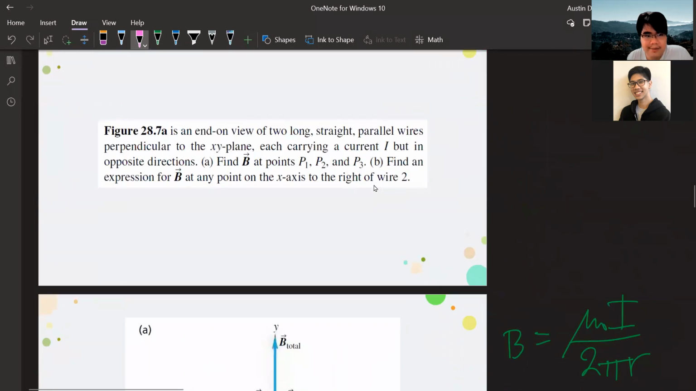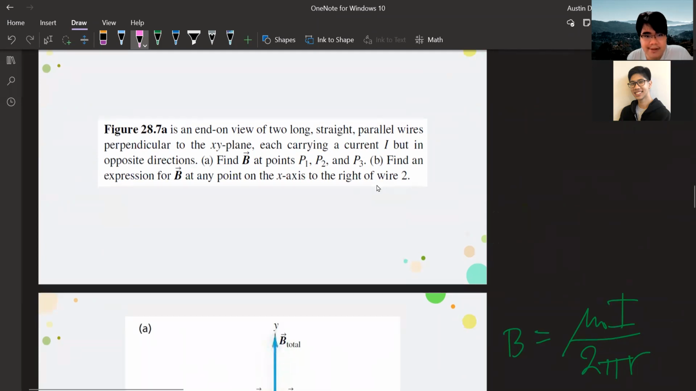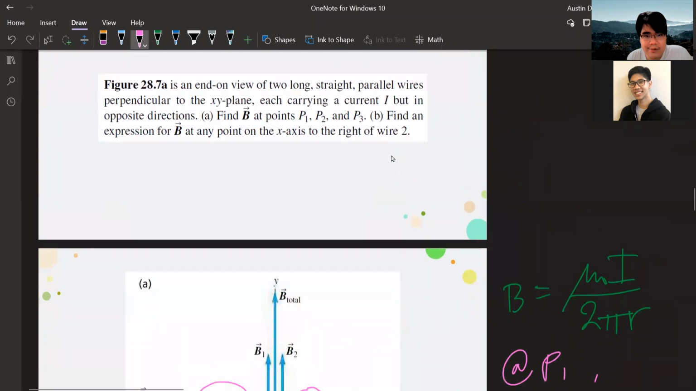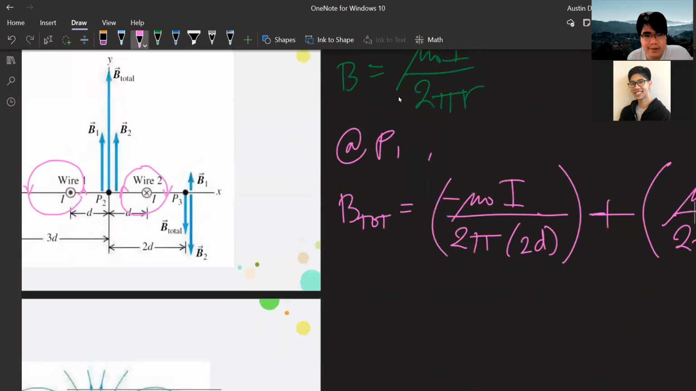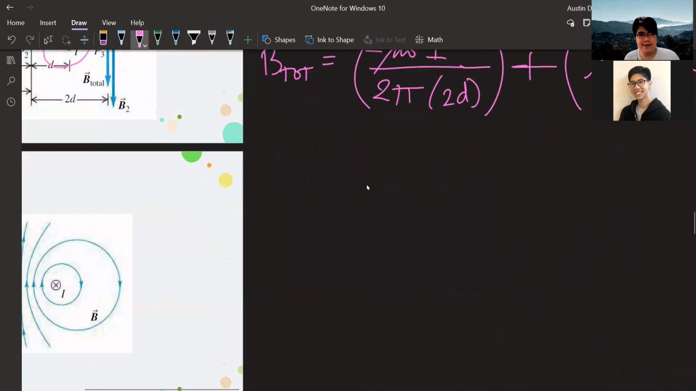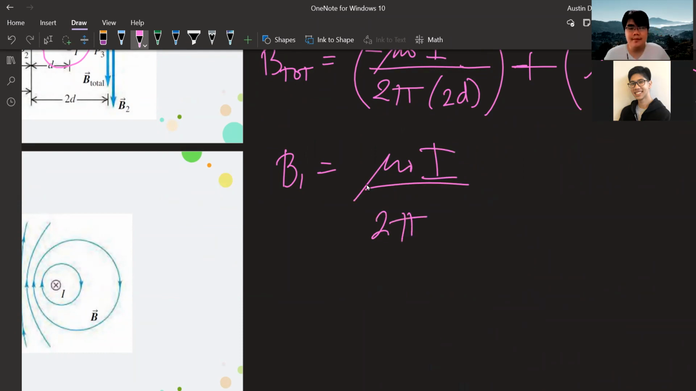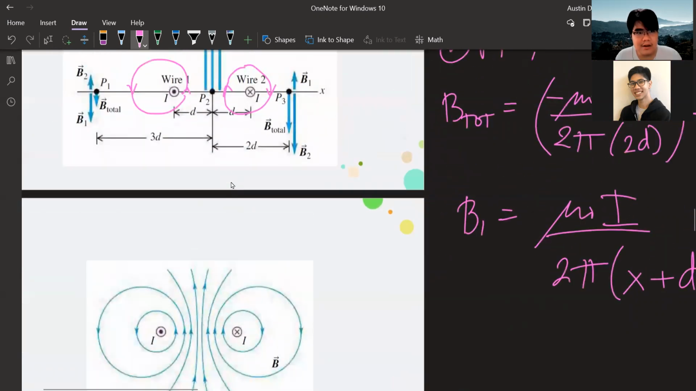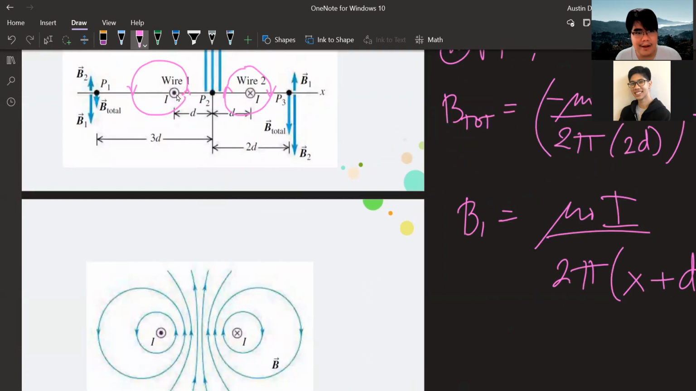Find an expression for B at any point on the x-axis to the right of wire 2. Okay. So therefore, the magnetic field that is produced by each one is, let me write this down, mu naught I over 2 pi (x plus d). Okay, this is what is produced by wire 1. Okay?